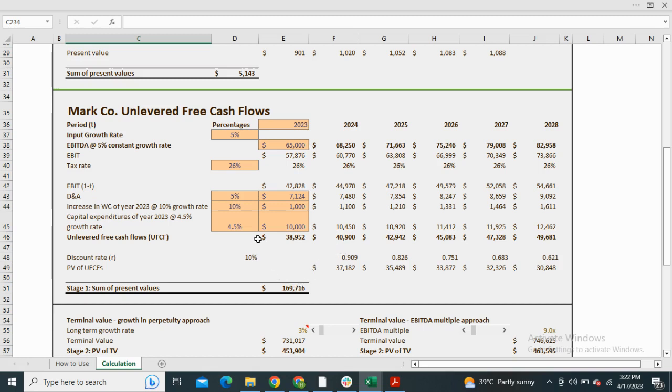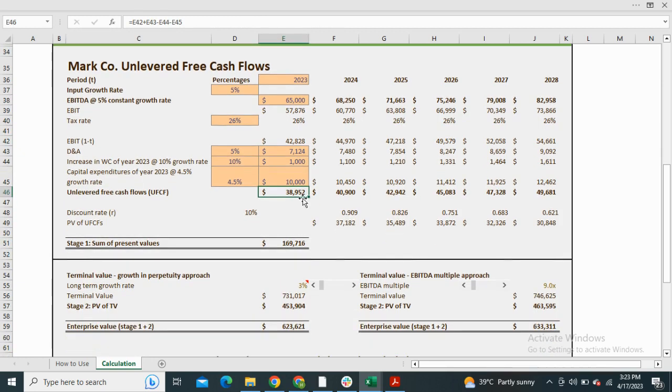So the calculation of unlevered free cash flows says that we will add the NOPAT, EBIT times 1 minus tax rate, with the depreciation and amortization, which are the non-cash expenses, and subtracting these two from the increase in working capital and the capital expenditure, we will be able to calculate the unlevered free cash flows.